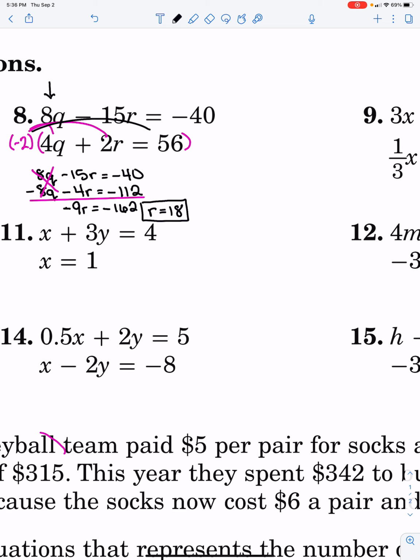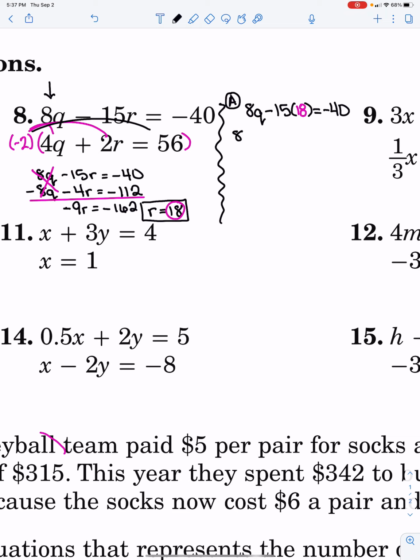Okay, so now that I've got r, I have to go back and find q. So looking at equation A and equation B, which one looks easier? Well, last time I picked equation B, so this time I'm just going to go with equation A. No reason other than it's just what I picked. Okay. So I have 8q minus 15 times r equals negative 40. I'm going to take this 18 and substitute it in here.